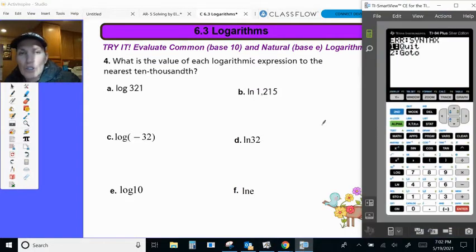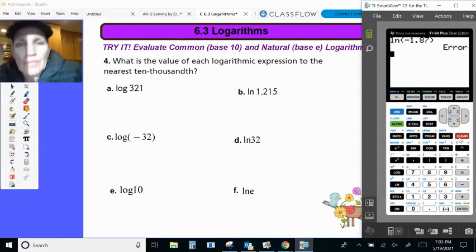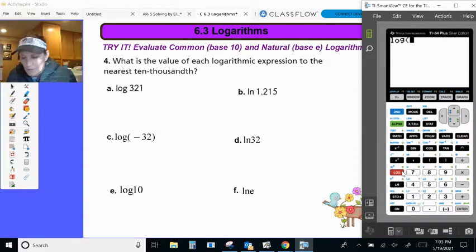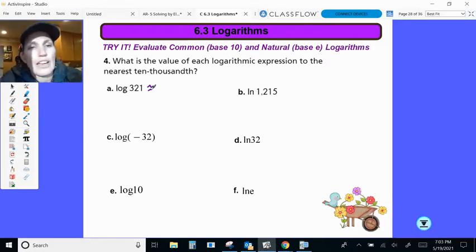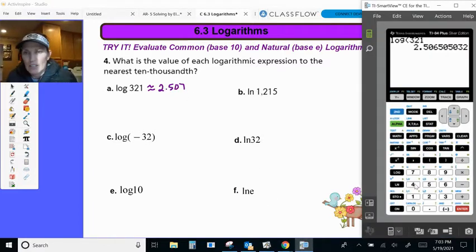All right, so you might want to pause the video here and just try to evaluate these in your calculator, get used to those buttons, and round these to the nearest thousandth. So let's go ahead and see what we do here, okay? So for this one, we have log of 321. That's 2.507, okay, 2.507.